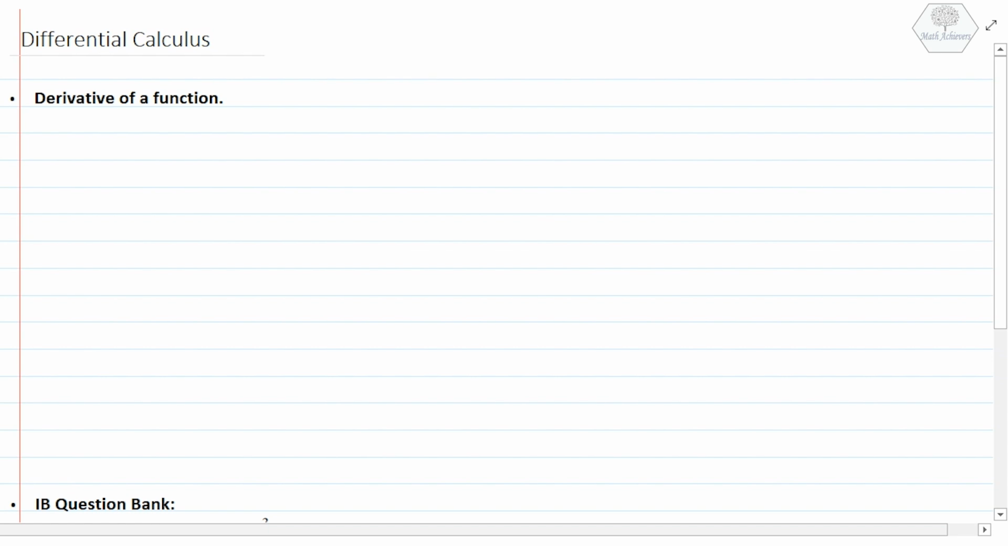Hi, our lesson now is about differential calculus. First, we'll talk about the derivative of a function. The derivative of a function is the gradient function of the tangent.